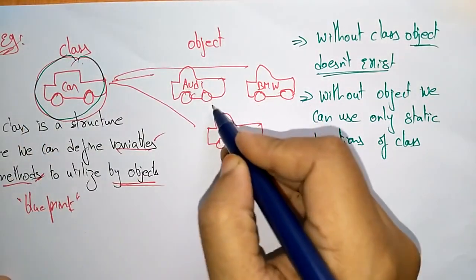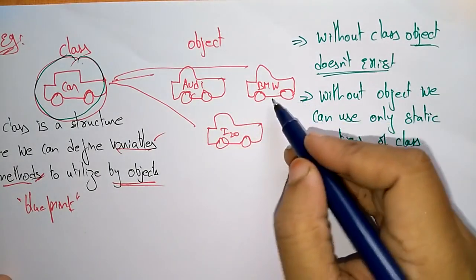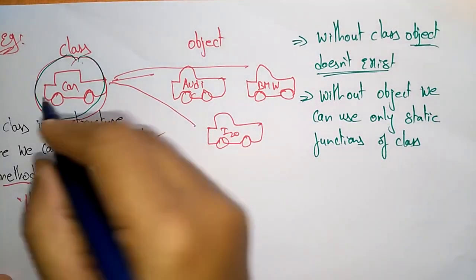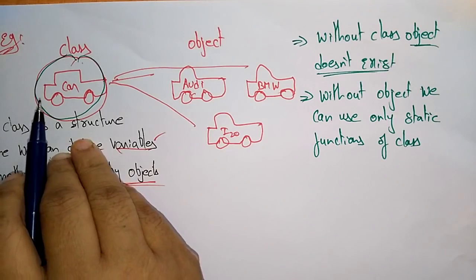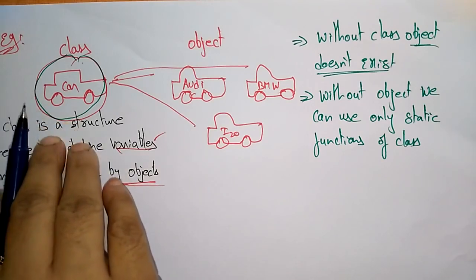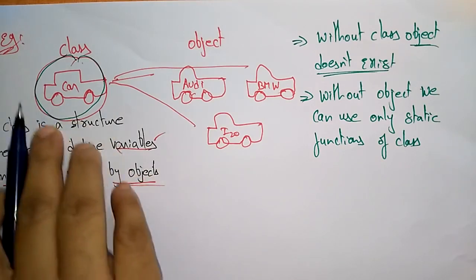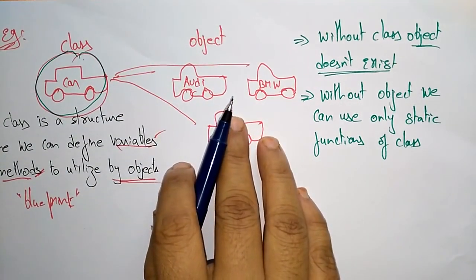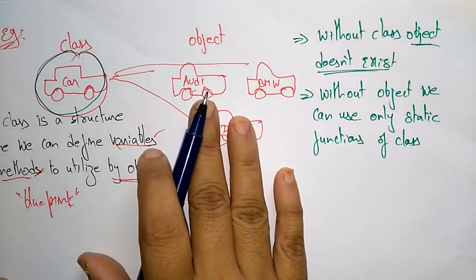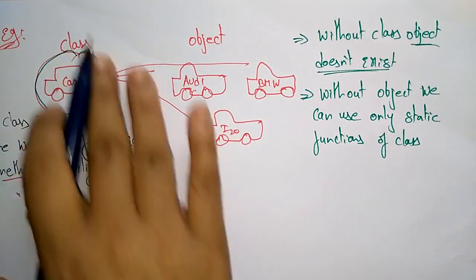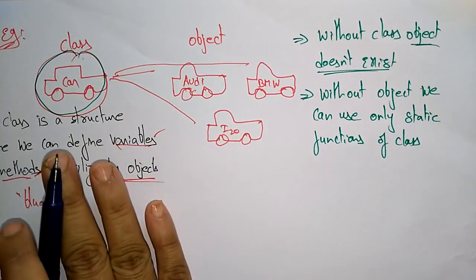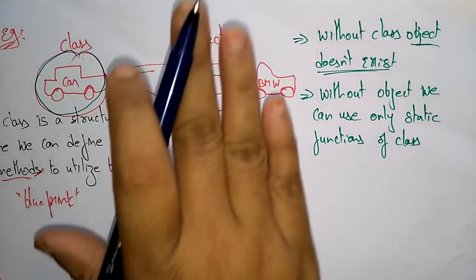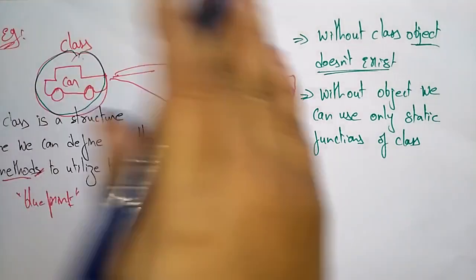Okay, so if you don't have the Audi, if you don't have BMW or if you don't have i20, you can have the car, but it's having only the static functions. Means it doesn't have all the latest versions or the latest extra features. Only the car will be there. That car would be only the static function of car. Okay, so without class it won't be there.